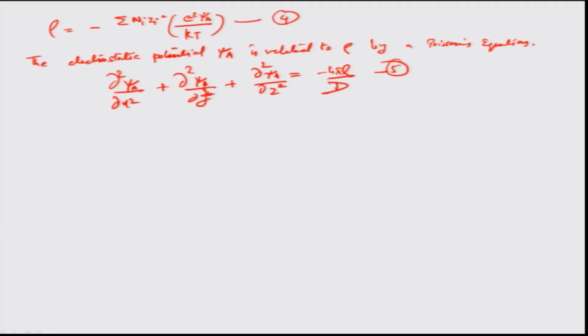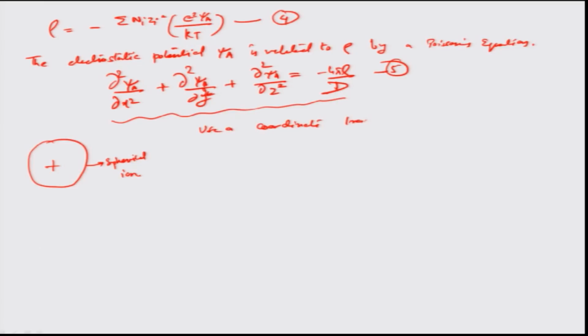So, we first apply a sort of coordinate transformation here, to convert it into spherical coordinates. You have to remember that the central ion of interest is actually a spherical ion, at least that is what we are assuming it to be. So, we use a coordinate transformation to convert into spherical coordinates.